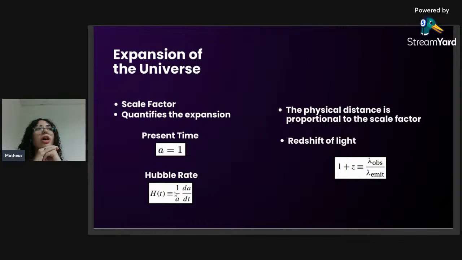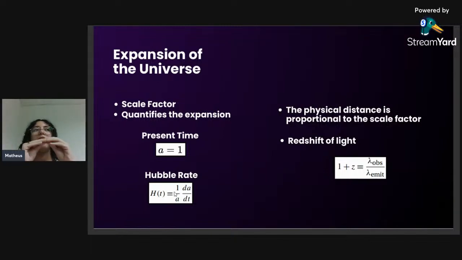When we talk about the expansion of the universe, we are talking about how the distance between galaxies is increasing over time. The physical distance in this case is proportional to the scale factor, okay? So we have a mathematical expression that says to us that the physical distance between galaxies is proportional to the scale factor. The scale factor is evolving with time.